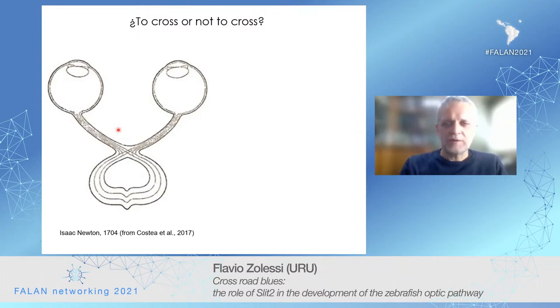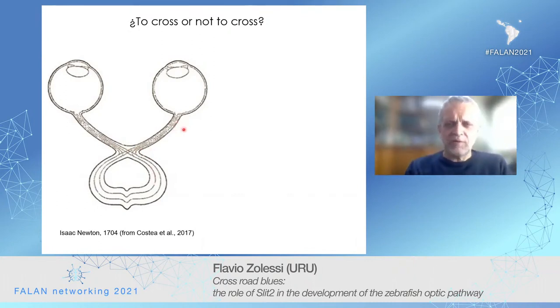And one of the most well-known commissures since antiquity is the optic chiasm, here in a drawing by Newton from the early 18th century. And he realized that in the case of the human, because of stereoscopic vision, we needed to have roughly half of the axons crossing at the level of the optic chiasm and half of the axons growing ipsilateral. In that way, the two fields will be separated in the two hemispheres.